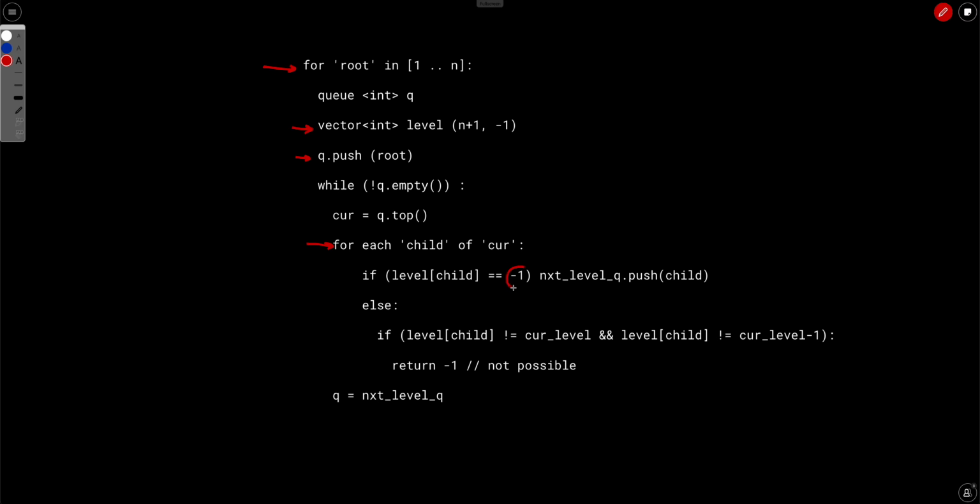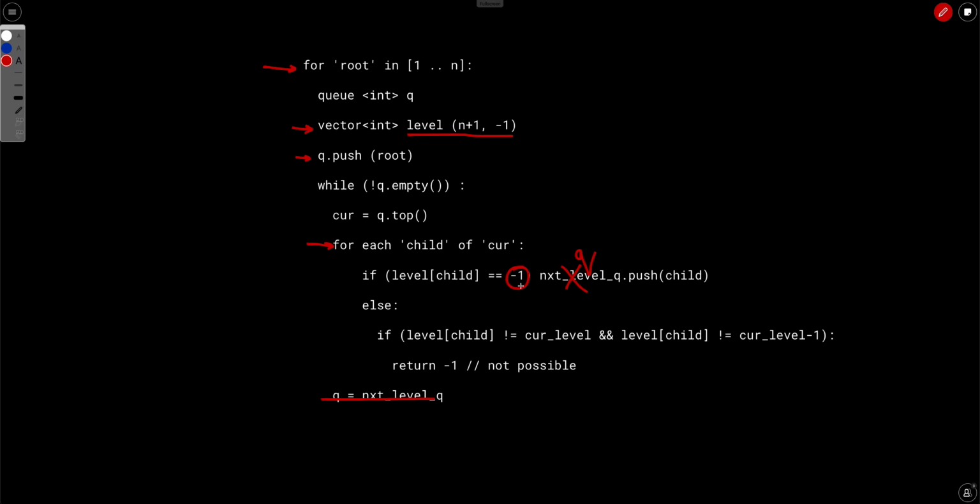If the level of the child is -1, this means this node is not visited at all. Initially we are initializing everything to -1. So if this is the case, the current child is not visited at all, so this is fine, you can visit it. But if the current child is visited, right? You can just put a queue as well if you are wondering why this is a next level queue, but this is just an implementation detail.